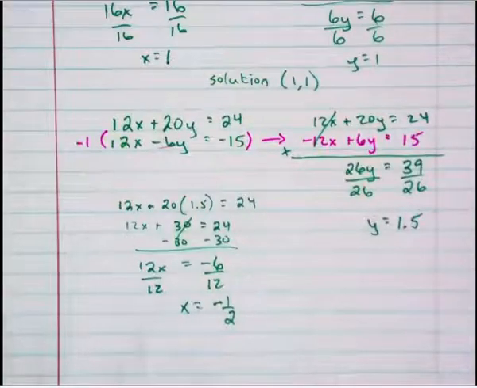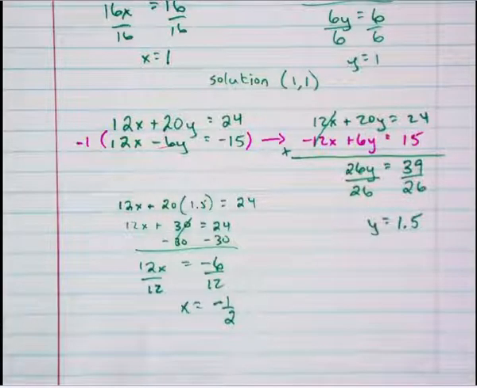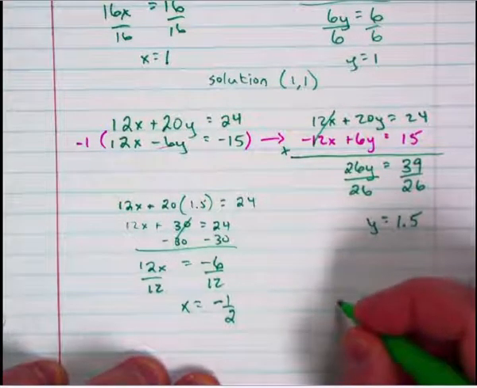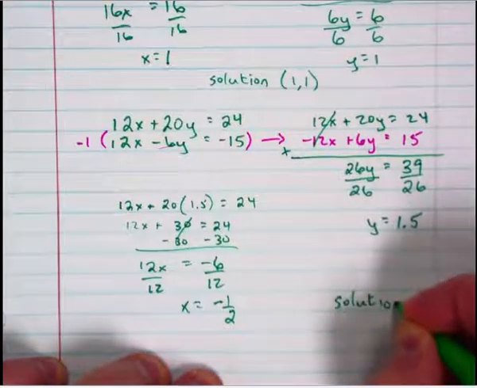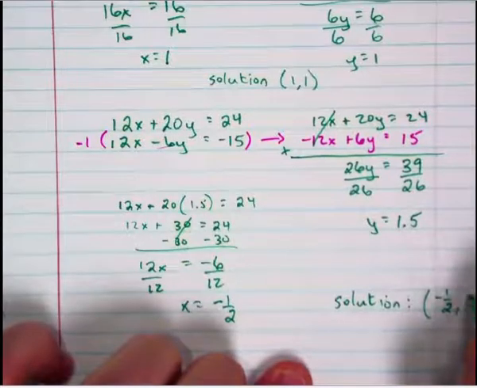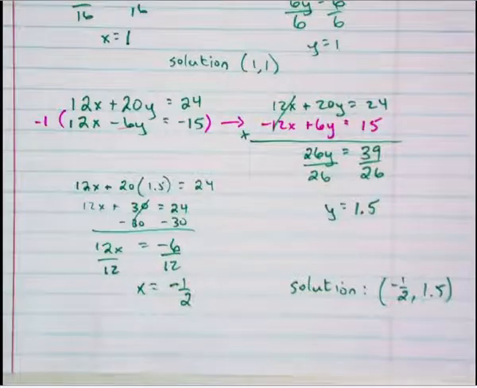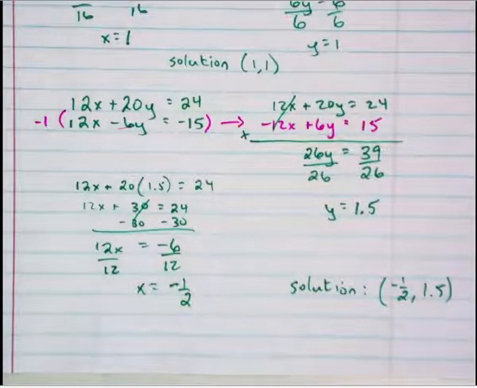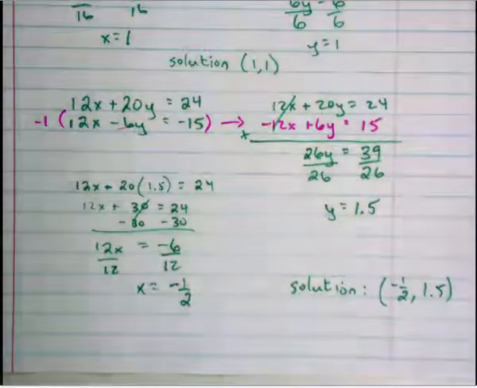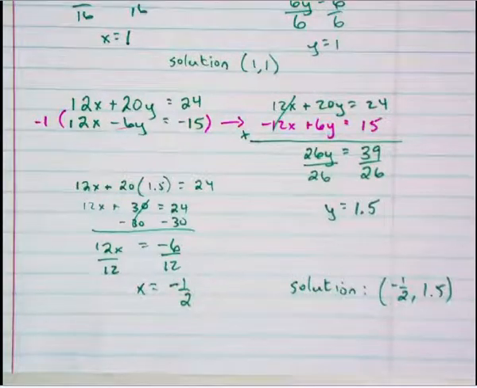Oh, so I do have fractions on these. It doesn't change the way I think about it. It just means I have to handle the fractions. So my solution here is the point negative 1/2 comma 1.5. Again, remembering that it's x and then y. So sometimes we have to manipulate the equations just a little bit to make it so that this process actually works. Okay?